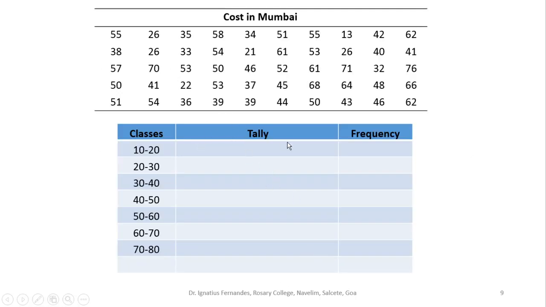Let us say I want to do it manually. So what I do is, this entire data I put into these classes: 10 to 20, 20 to 30, 30 to 40, 40 to 50, and so on till 70 to 80. The least value is 13 and the highest value is 76. That's why my last interval is 70 to 80. Now when I form these classes, look at this. I have 10 to 20, then 20 to 30. Now 20 appears in the first class and the second class as well. These classes are called exclusive type.